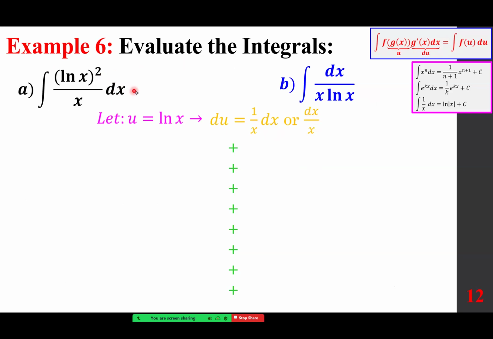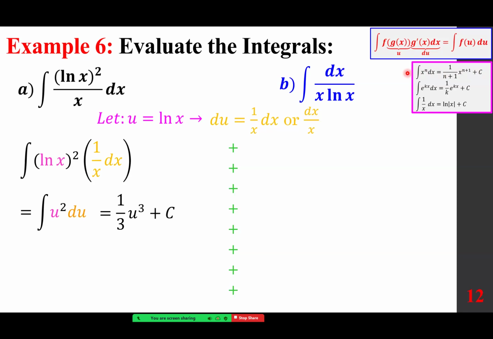To make sure what we are dealing with here, I'm going to rewrite it in the following manner. The integral of ln x to the second power times 1 over x dx. Clearly, we have u squared times du. Again, we're going to use the power rule. So 1/3 u cubed plus a constant. Replace the u. 1/3 ln x to the third plus c.